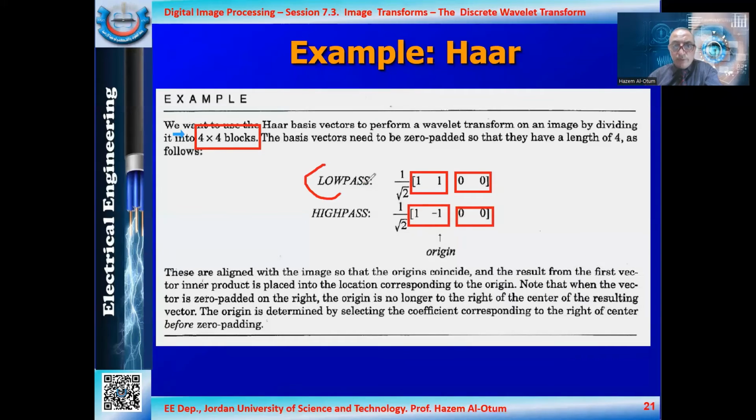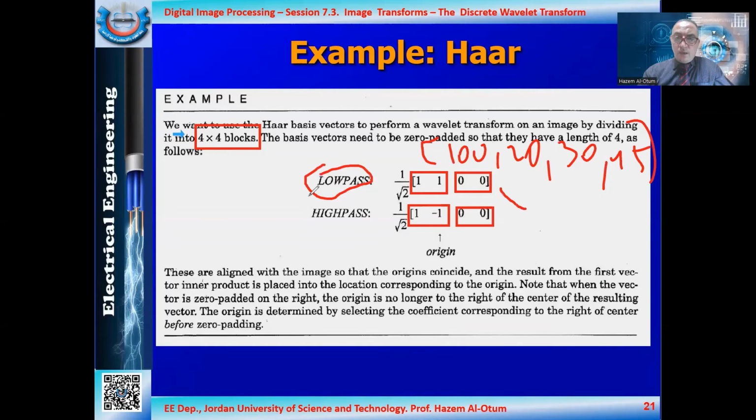So this low pass filter will be used with the image segment or a 4 by 4 block, applying it firstly in the row direction, then when we finish, in the column direction, to apply in 2 dimensions. Now, how to apply this? For example, if we have an image sequence of, let's say, 120, 30, and 45. We just need to put the origin right here and perform the operation.